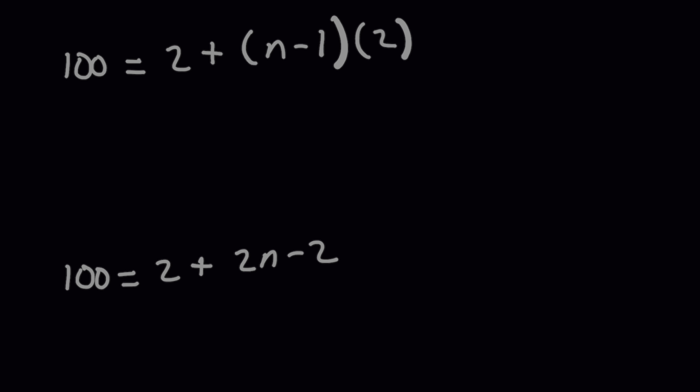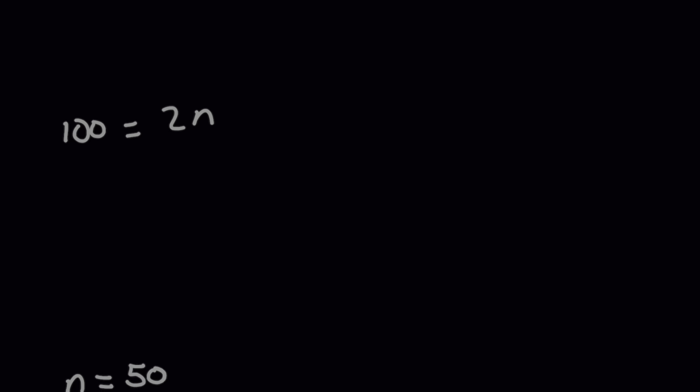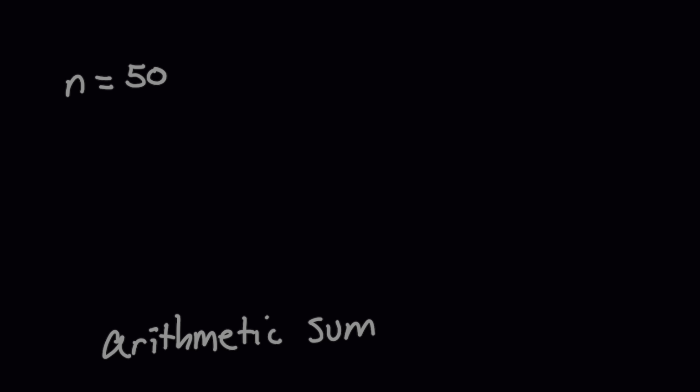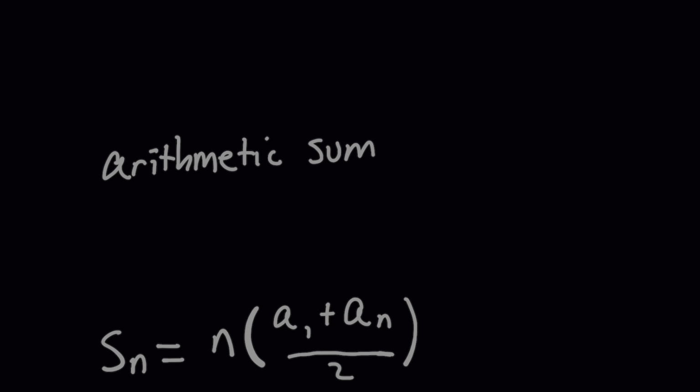So when you expand the right side, this is very simple because 2 minus 2 will cancel out, leaving us with the very easy way to solve for n, which is 50. And that tells us then that in the series 2, 4, 6, all the way to 100, we have 50 terms. And now we have enough information to calculate how many boxes we need.